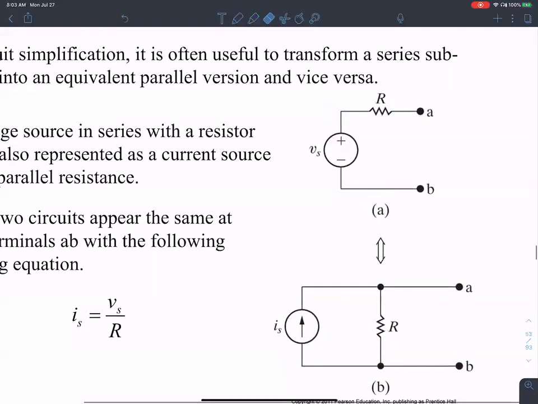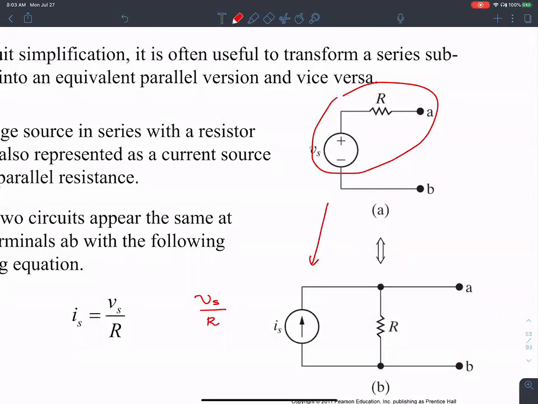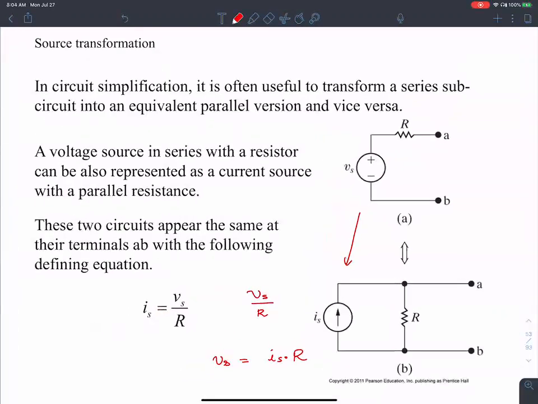Okay, a very simple idea: if you want to convert a voltage source into a current source, simply divide the voltage source by the resistance. Then you have the current source equivalent. Similarly, if you want to go back from a current source to a voltage source, all you have to do is multiply the current source by its parallel resistance. That's all there is to it. A very simple idea.